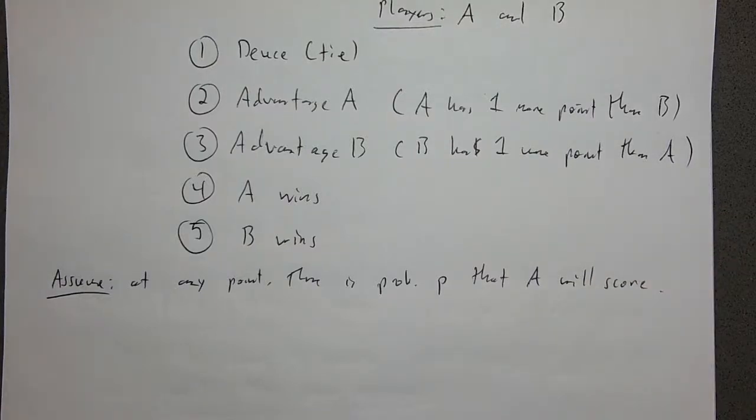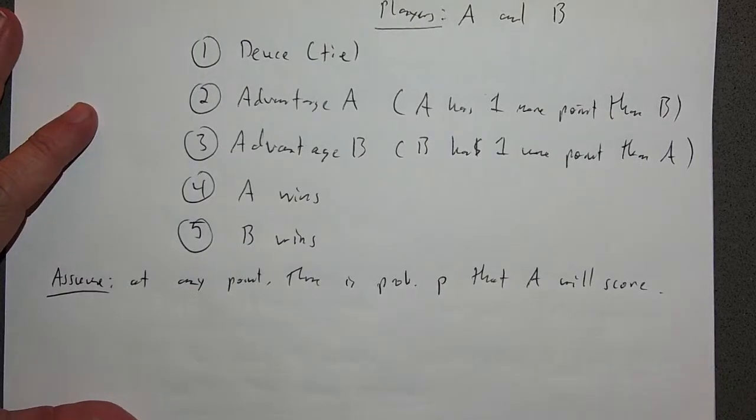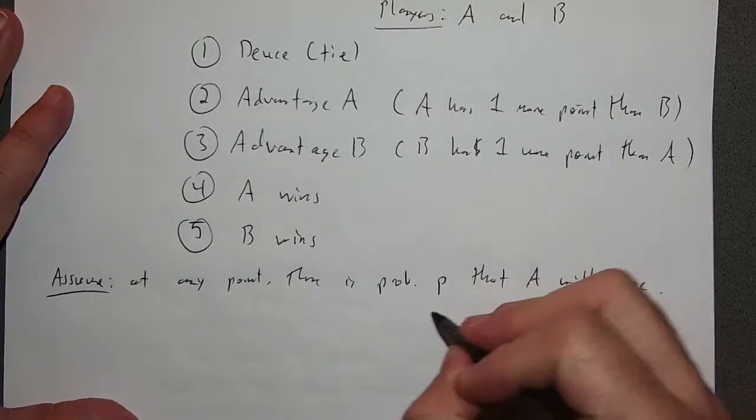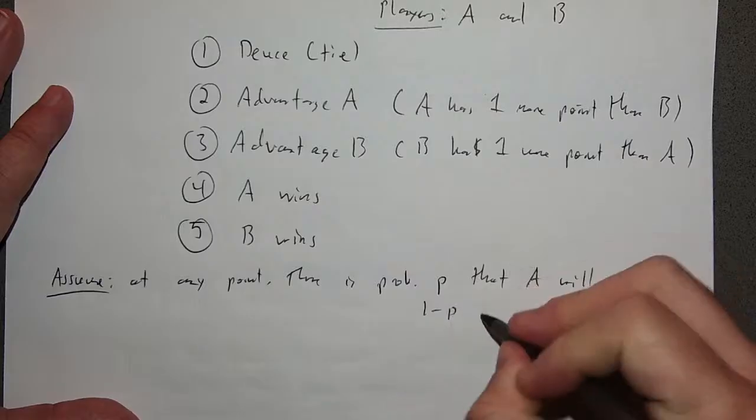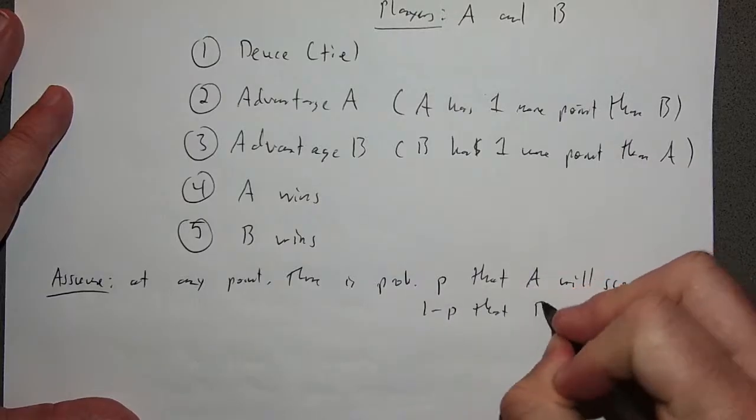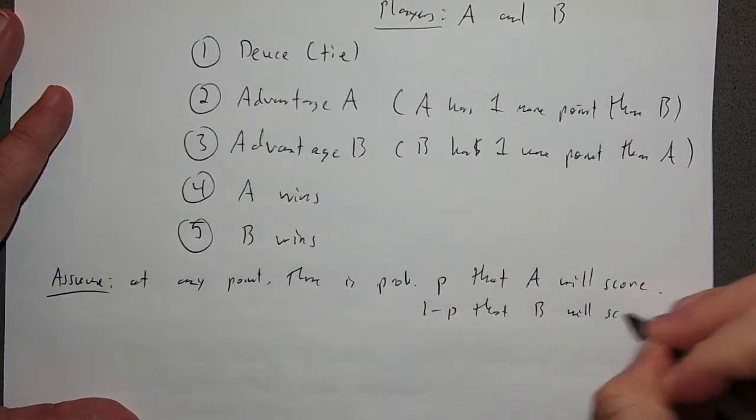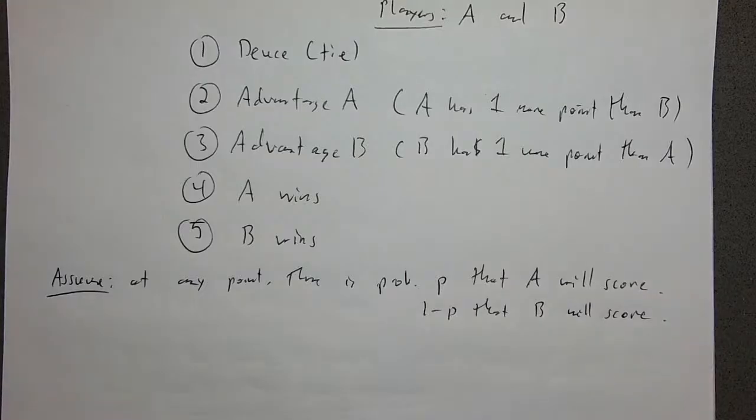Now, in tennis, right, there's only two possibilities here. Either A scores or B scores. So if there's probability little p that A will score, what's the probability that B will score? It's 1 minus p. It's the complement. All right, so remember your basic probability theory. These are the only two options. So that's what these probabilities look like.